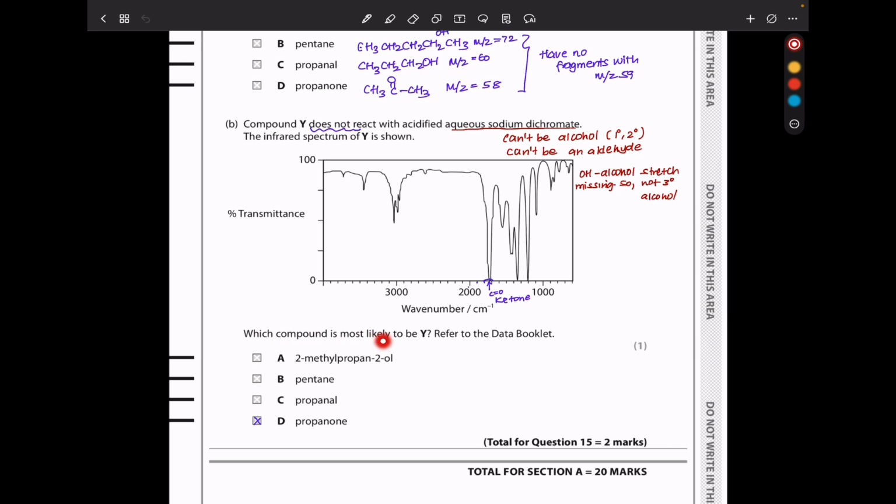So they ask which compound is most likely to be Y. They want you to refer to the data booklet. And when I refer to the data booklet, this peak here stands out in ketones. Because it's not an aldehyde and this is significant for carbonyls, it is going to be propanone, which is the ketone. So the answer is D.